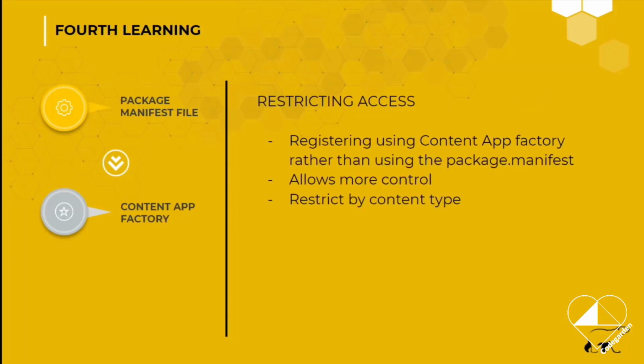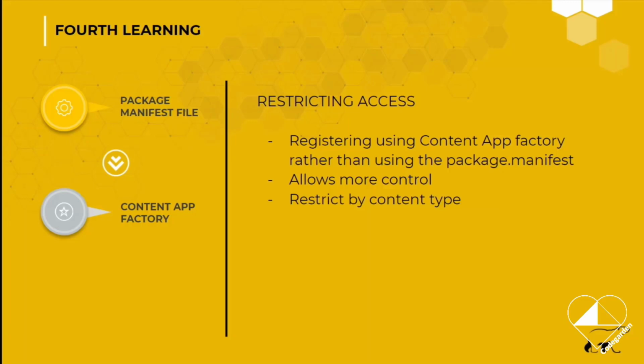Restricting access. So there's 2 different ways to obviously create a content app. You can create it using a package manifest file, which basically describes what the content app does. Alternatively, you can use C# using the content app factory. This was much more preferable for us. It gave us the ability to show and use extra information on when we were going to show these content apps.